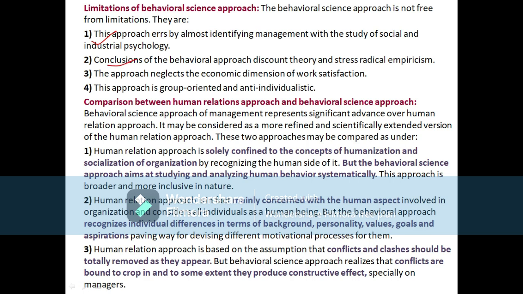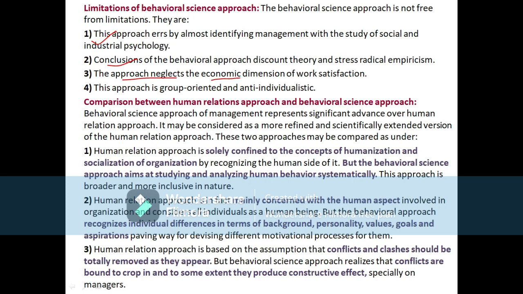Then the conclusion of the behavioral approach discounts theory and stresses radical empiricism. Here it is mostly concluding about the approaches regarding discounting theory, and at the same time it is giving more importance to stress regarding the individuals. Then the approach neglects the economic dimensions of work satisfaction. We all know that it has changed from the economic model to the social model. Therefore it is ignoring the economic aspect, which matters for work satisfaction.